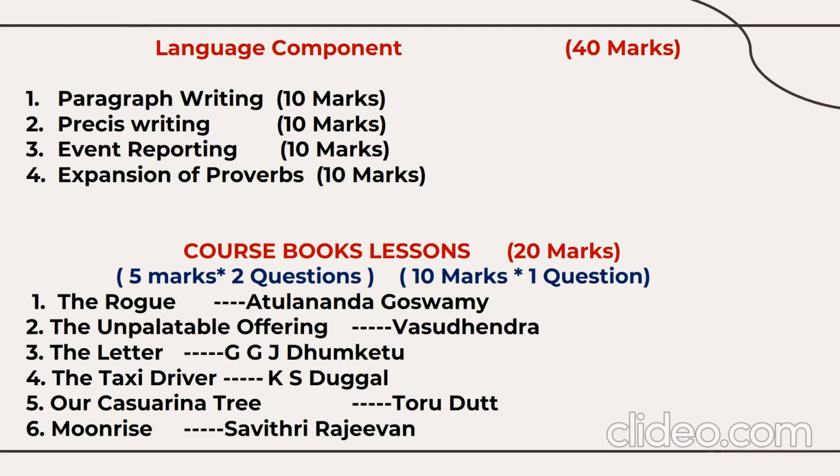You have two important sections of the question paper: the language component, 40 marks, and the coursebook lessons, 20 marks. The language components have no choice: paragraph writing 10 marks, compulsory question; precis writing 10 marks; event report 10 marks; and expansion of proverbs 10 marks. Then you have the coursebook lessons. You have 6 lessons, and those coursebook lesson questions stand for 20 marks, and here you have two sections: 5 marks 2 questions, and 10 marks 1 question.